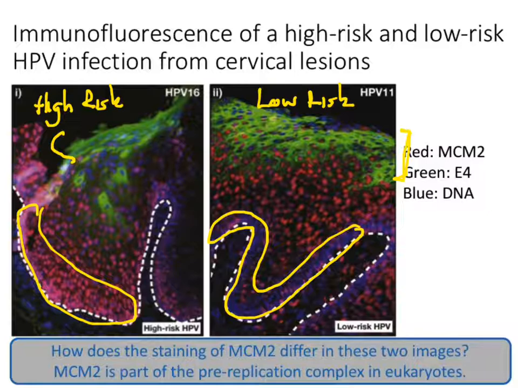Sabrina, so the white dotted line is basal? That's our basal membrane, yeah. So below that would be, now you're getting into the dermis and out of the epidermis.